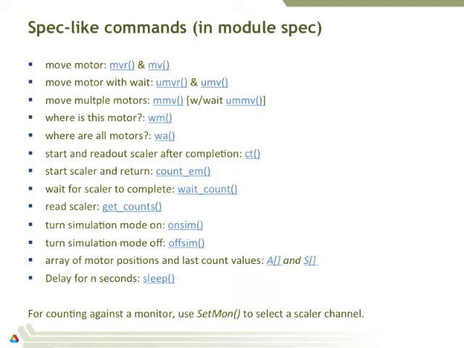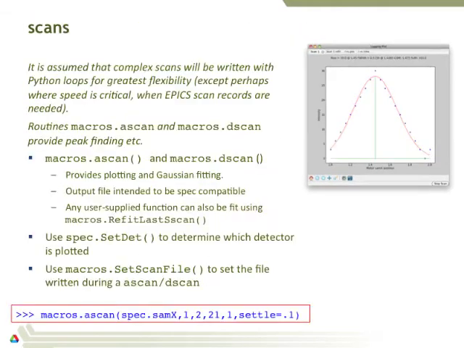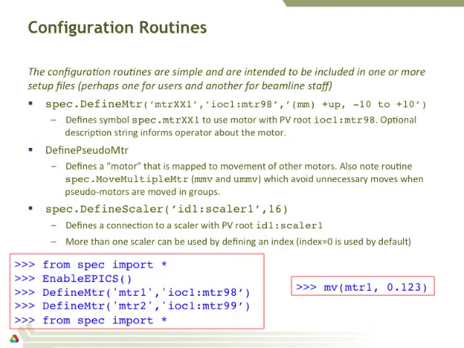Actually, generally, no. When you define a motor, for example, like I've done here, with define motor 1, you can then say, just simply move motor 1 to the position. What it's done is it's defined a variable for you.